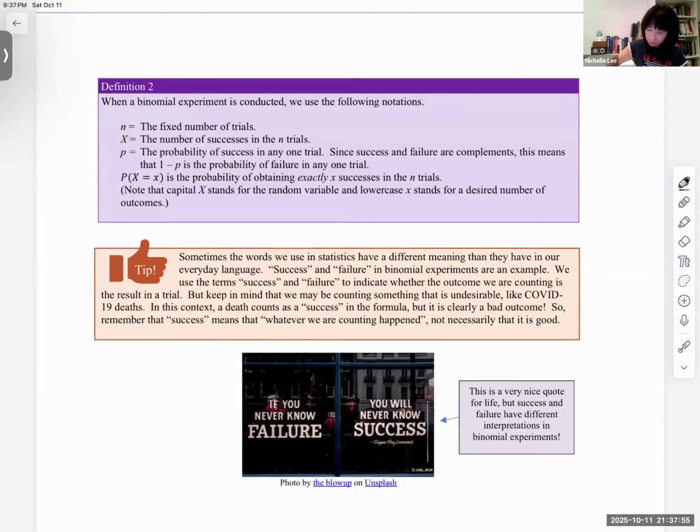So let me highlight. P is probability of success. Then 1 minus P will be probability of failure, right? Okay, so we have a notation. We will get the probability of X equal to the number, that there will be exactly x successes. Yeah, so we're going to get to this one later. All right.